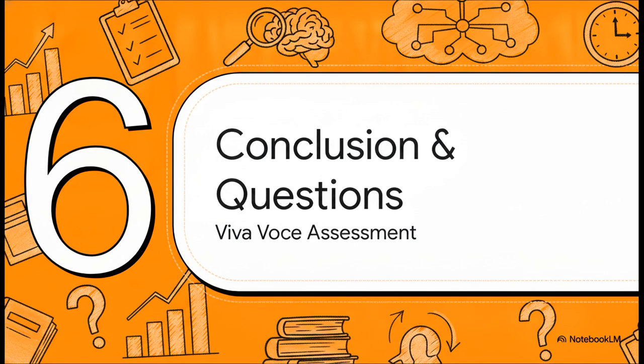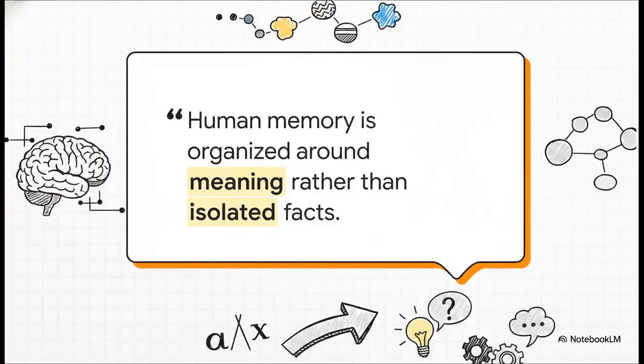All right, we have arrived at Section 6, our conclusion and Viva questions, after which we'll get straight to the practical. If you take one overarching principle away from today's session, let it be this. The semantic memory experiment demonstrates unequivocally that human memory is organized around meaning, rather than isolated facts. Understanding semantic organization is fundamental, absolutely fundamental, to understanding human cognition, language, reasoning, and intelligent behavior as a whole.